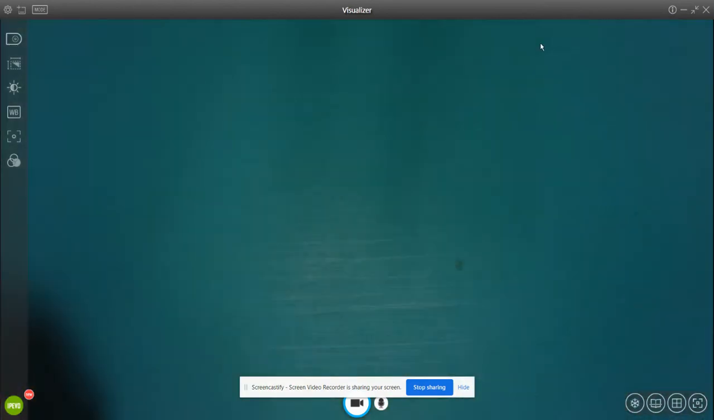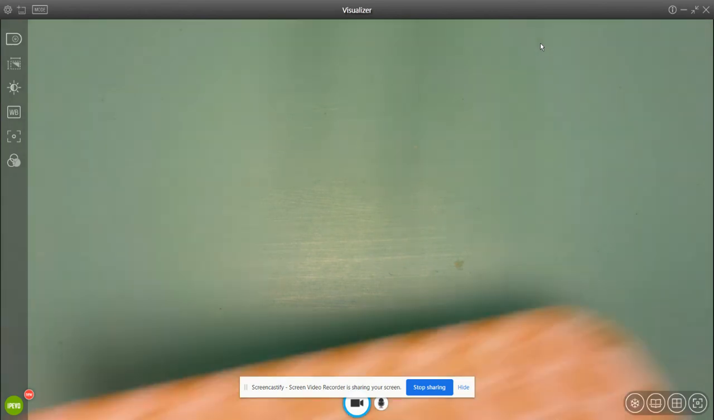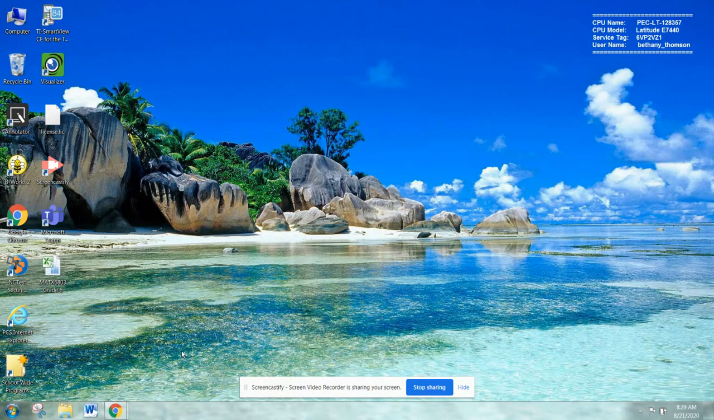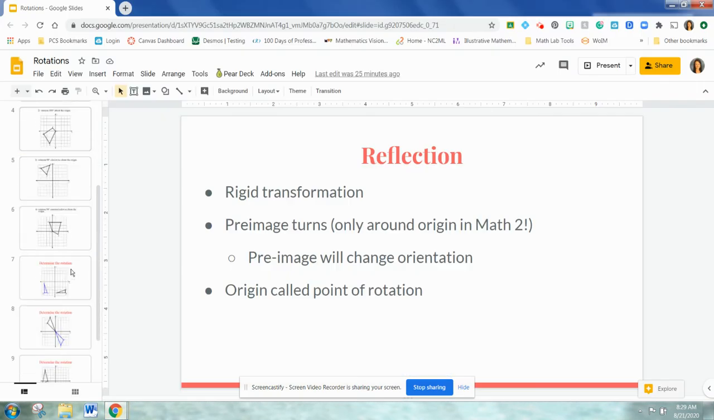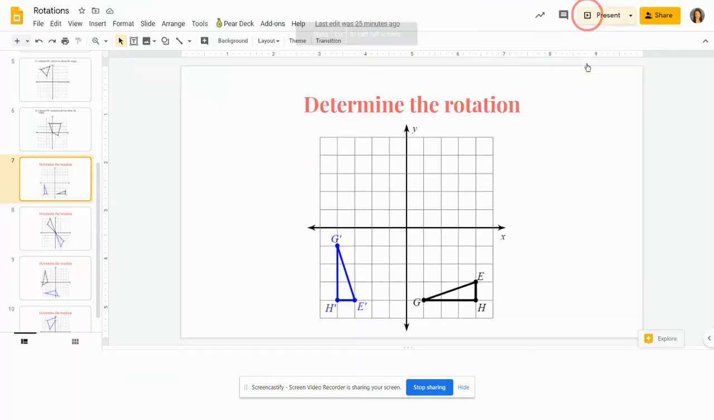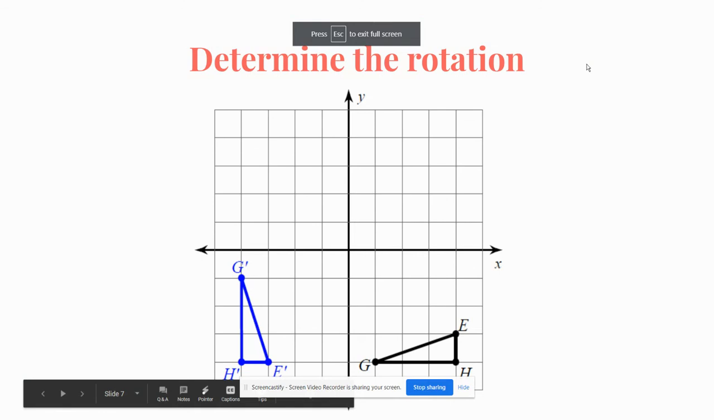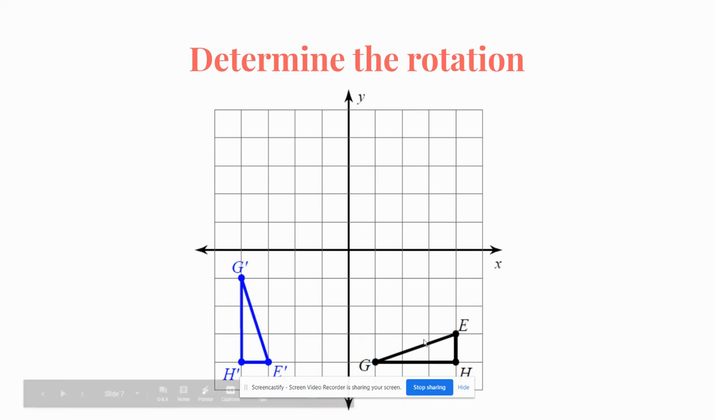So we're going to go ahead and I'm going to switch back to the presentation and we'll look through some examples together, determining what rotation has happened. So I'm going from the black image here, GHE, to G prime, H prime, E prime. So I have gone from quadrant 4 to quadrant 3. So that is a quarter turn. So 180 degrees is out of the running here.